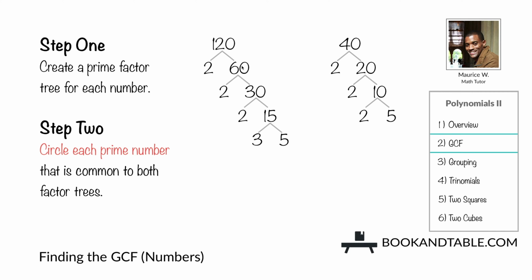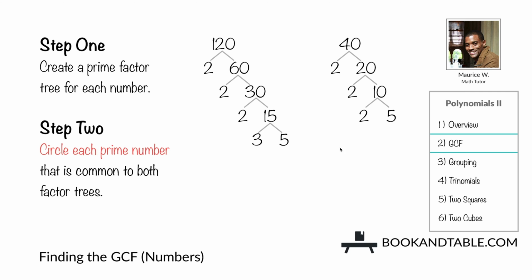120 is equal to 2 times 60. 60 is equal to 2 times 30. 30 is equal to 2 times 15. 15 is equal to 3 times 5. For 40, we have 40 is equal to 2 times 20. 20 is equal to 2 times 10. And 10 is equal to 2 times 5.